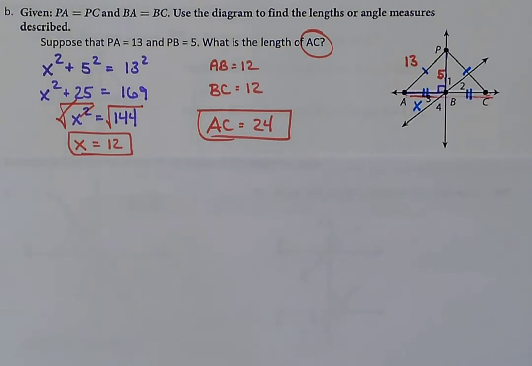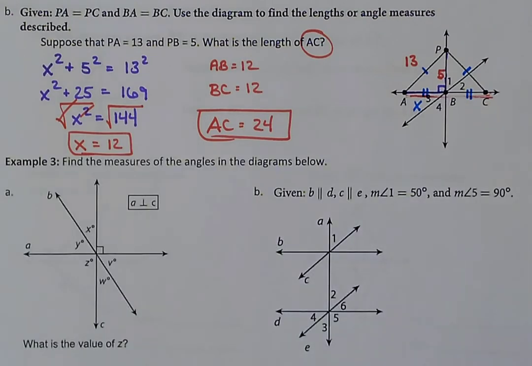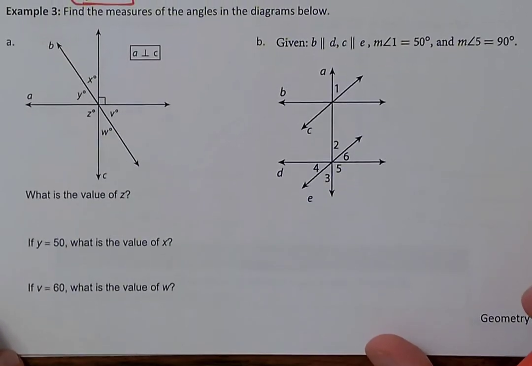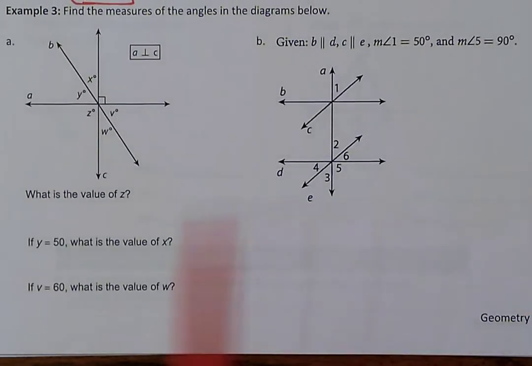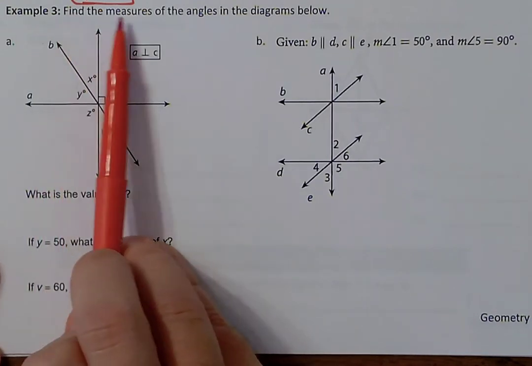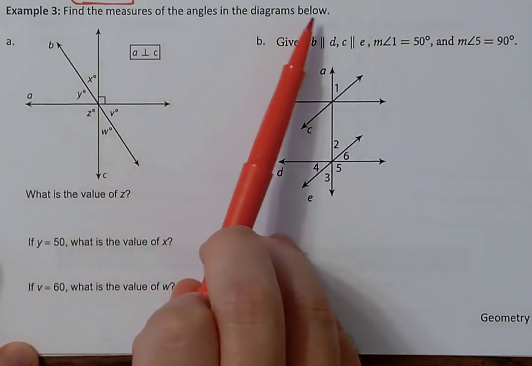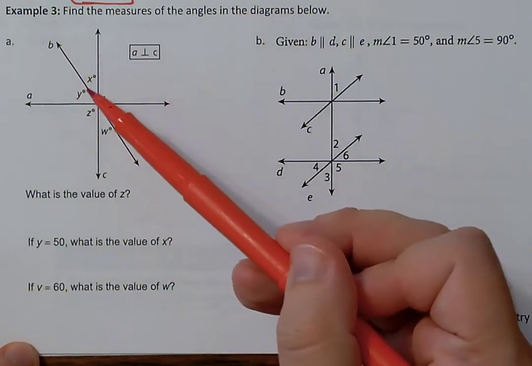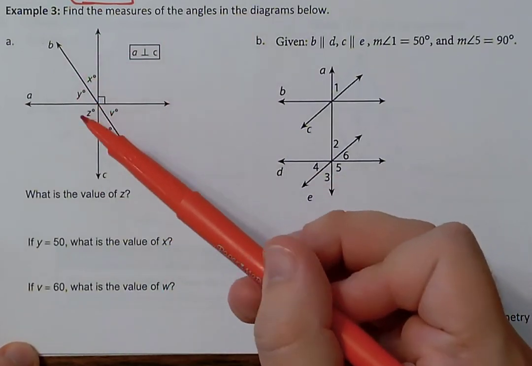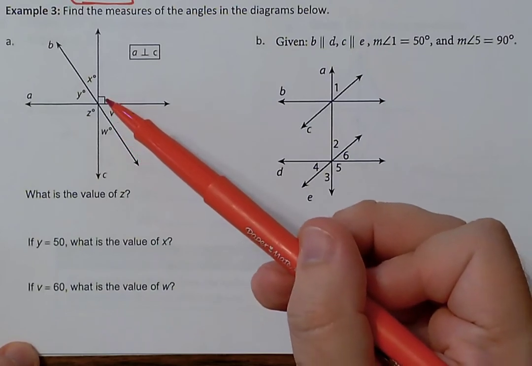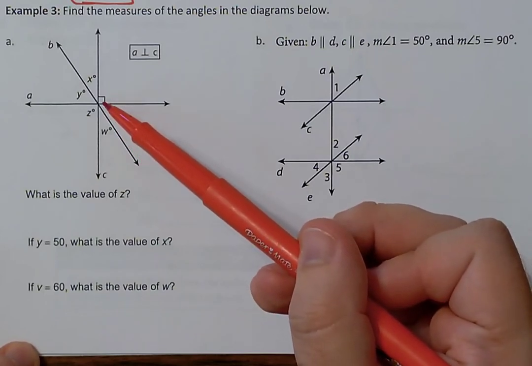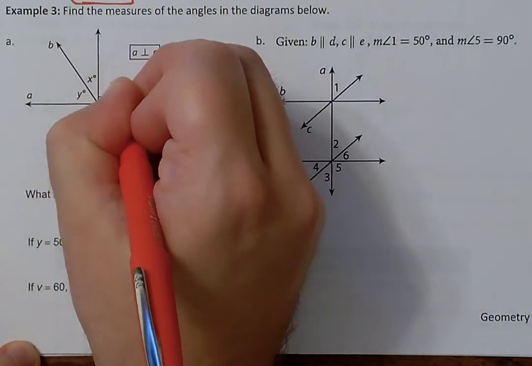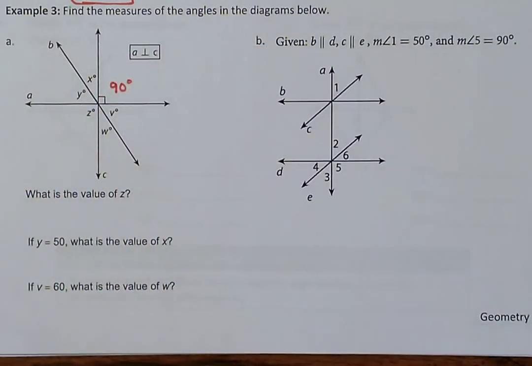Okay, so the last thing to talk about is example 3. So let me go ahead and move this up. Now, example 3 states, find the measure of the angles in the diagrams below. So we are given a diagram here. We have angles X, Y, Z, W, V, and then I'm given a right angle box here. So that means that I do know that this is 90 degrees.